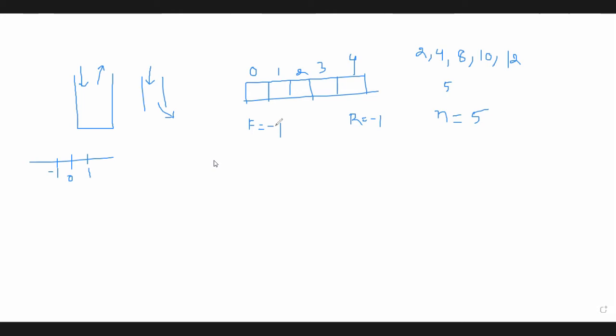Okay, and now if front equals -1 and rear equals -1, that means the queue is empty. So where will we insert the new data element? In the first memory location, that is 0. So after inserting 2 in this location, now the queue has one element, and this is the front side of the queue and this is the rear side of the queue. So after the insertion, now the value of front and rear pointer will be increased by 1. What is the value of front and rear now? Front equals 0 and rear equals 0.